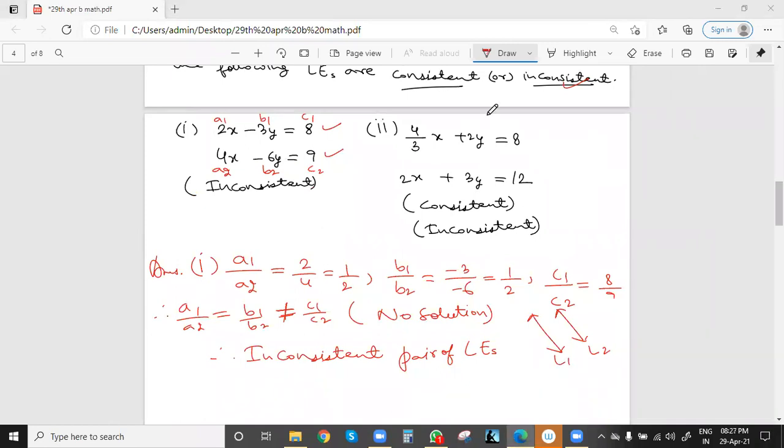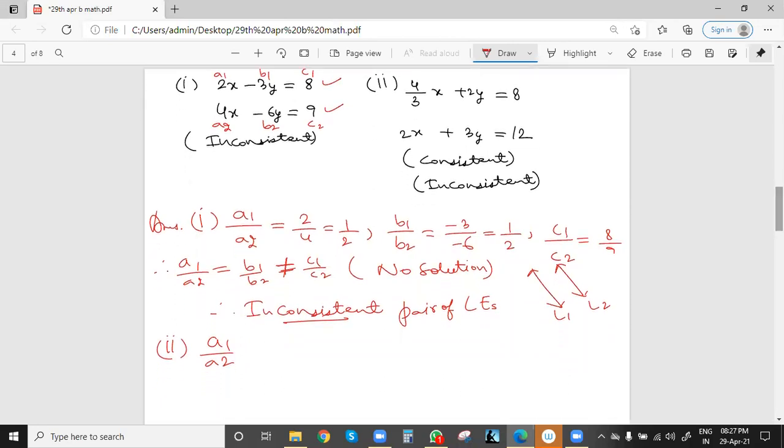So now we say the pair of linear equations are consistent or inconsistent. The first one we have solved. Now for the second one, just write the a1 by a2 value, same method. So a1 by a2 is, this is a1, b1, c1, a2, b2, c2. So a1 is 4 by 3. Carefully we write the value 4 by 3. a2 is only 2.